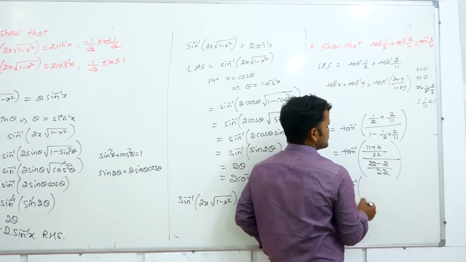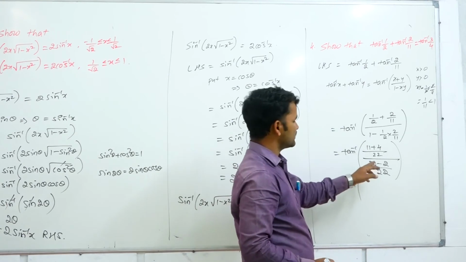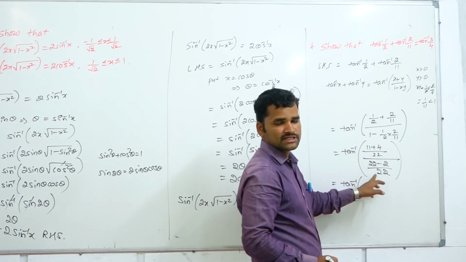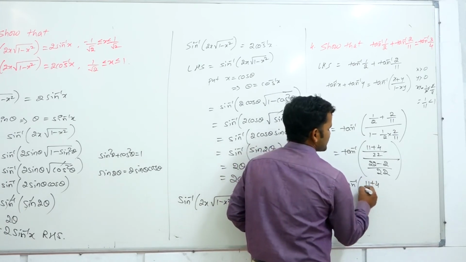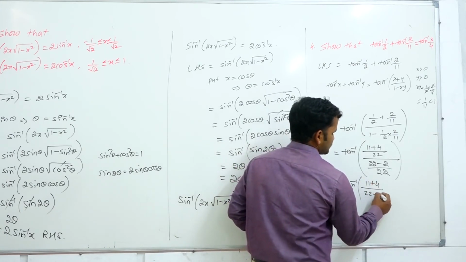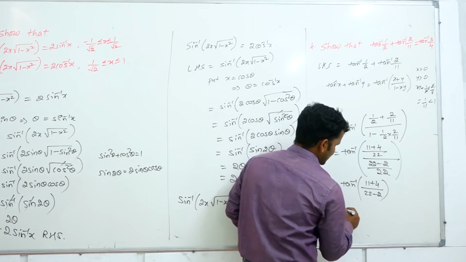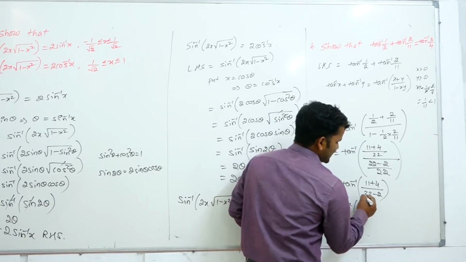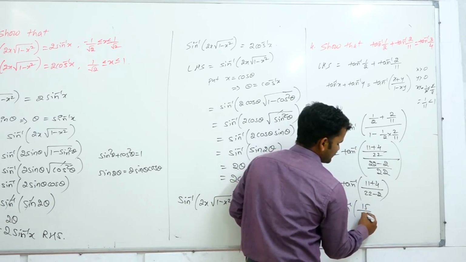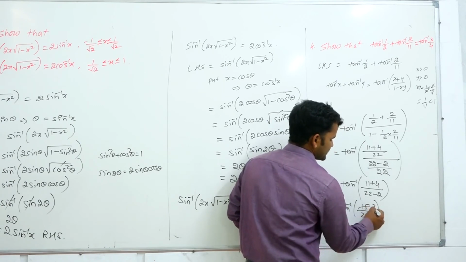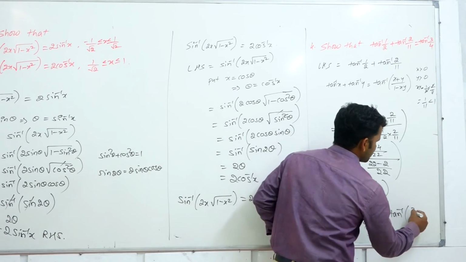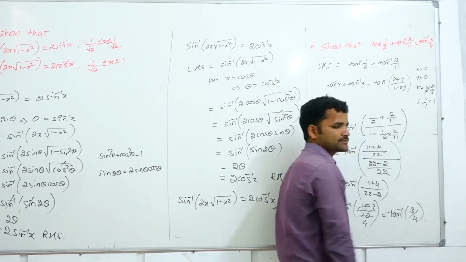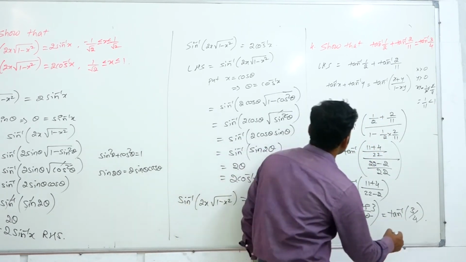Tan inverse of, you see, numerator and denominator are both divided by 22, so the 22 gets cancelled. We are left with 11 plus 4 by 22 minus 2. Tan inverse of 11 plus 4 is 15, 15 by 20, 5 3s are 15, 5 4s are 20, this is nothing but tan inverse of 3 by 4. That is the RHS.